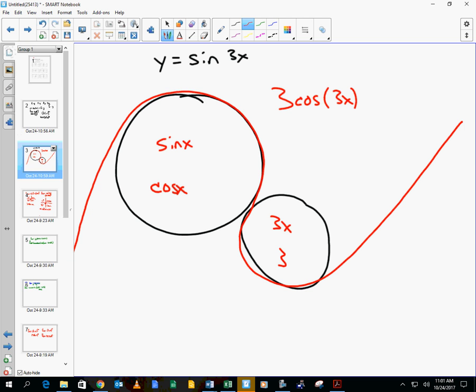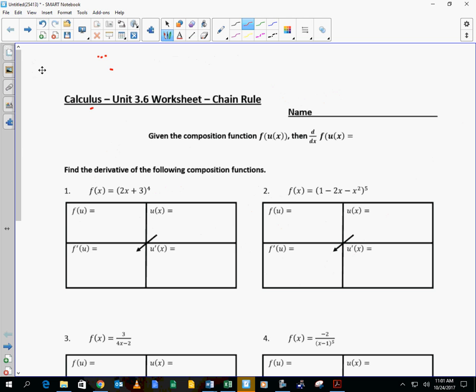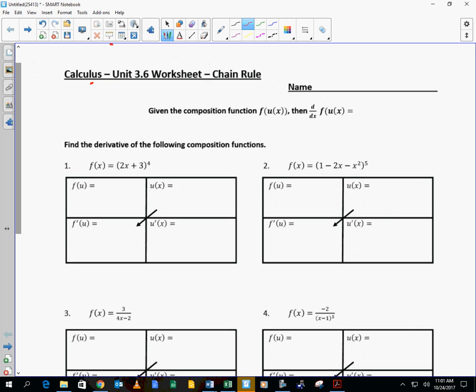If we organize our work using the graphic organizer I've given you, it can work out pretty well. And here's the rule. It says given composition function f of u of x, the derivative is the derivative of the inside, which is u prime, okay, the derivative of the inside, times the derivative of the outside. But we leave the inside left alone.